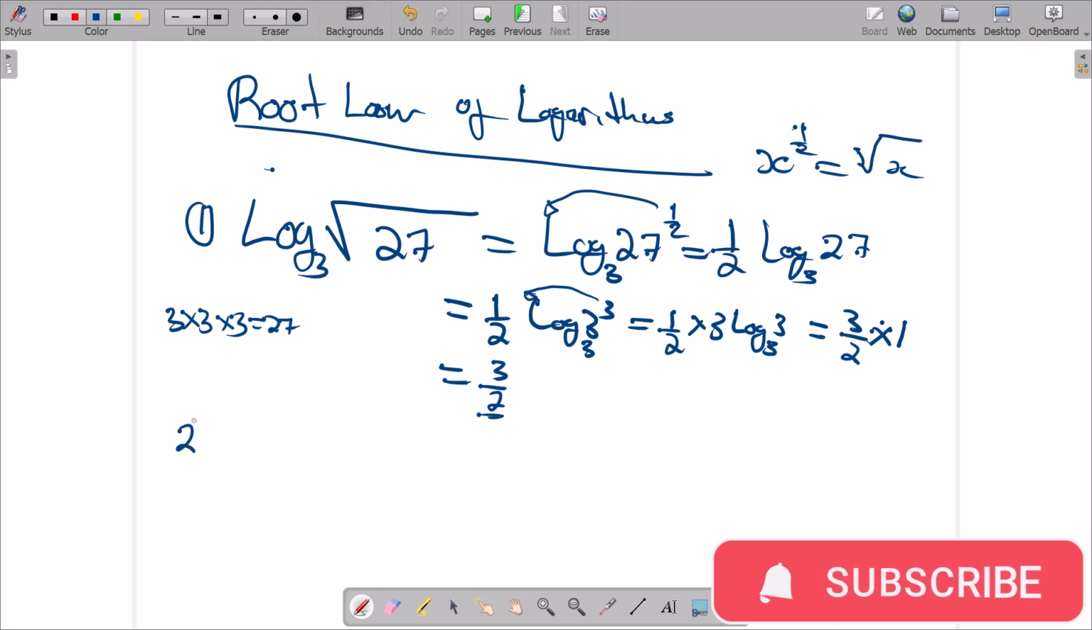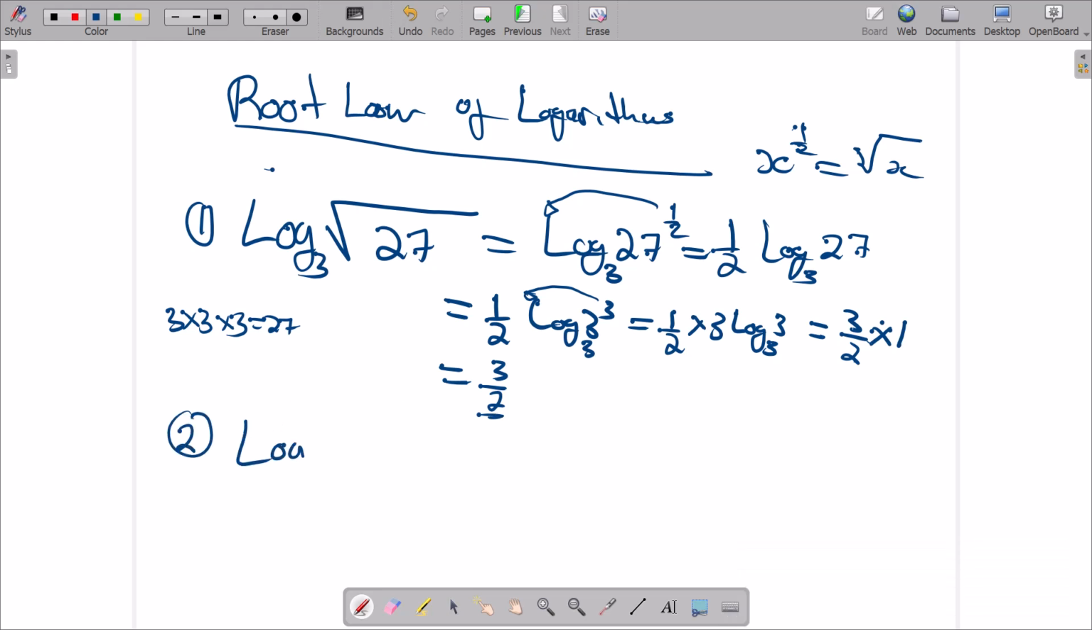Let us take a look into another example. This time let us say log cube root of 1,000 without a base. We are not going to put a base. And guess what? If there is no base, it means it is in base 10. So if that is the case, we are going to say log 1,000 power 1 over 3, in the form of x power 1 over n, or x power m over n.